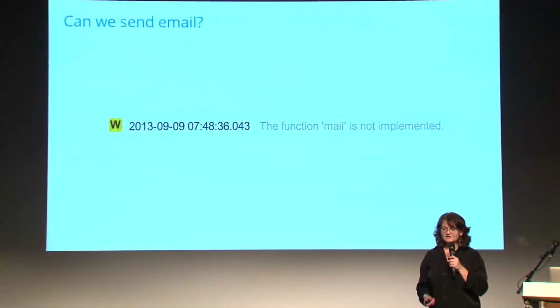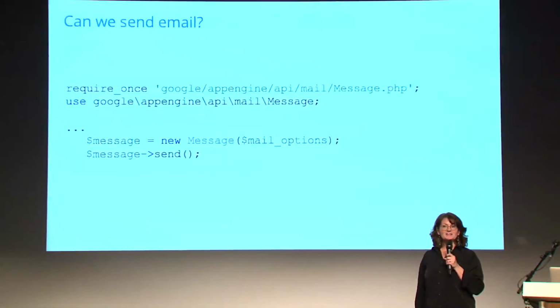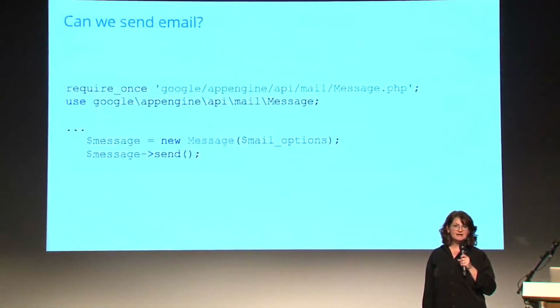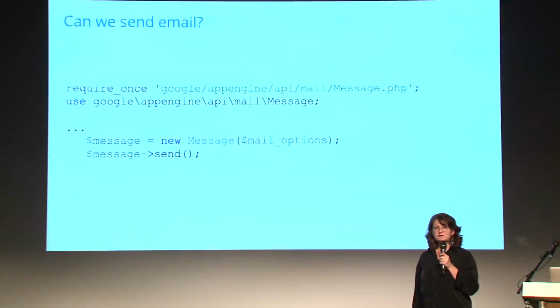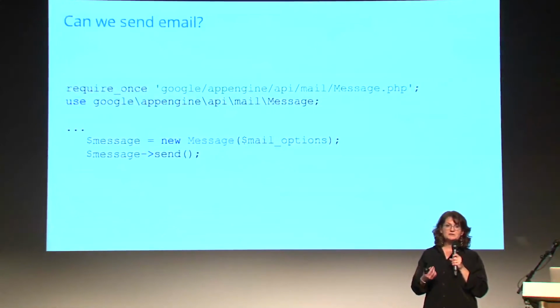Okay, so there's one more thing that we need to pay attention to as we convert our app, and this is sending email. If we try to send email, we get this error. What we're going to do to fix that is use App Engine's Mail API. And it's really straightforward to use. Essentially, all you do is create an array that contains the information about the message you want to send, the to, the subject, etc., the body. And you create a new message object, and you just call send. So that's the core use of the Mail API.